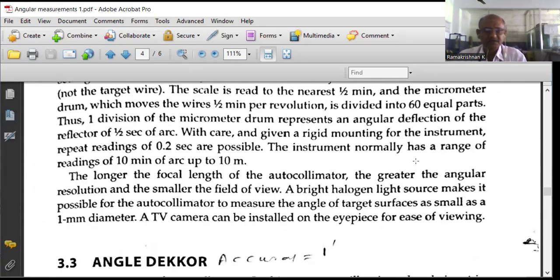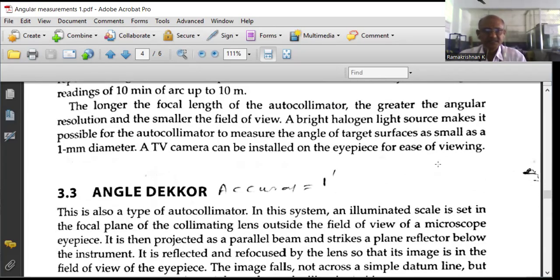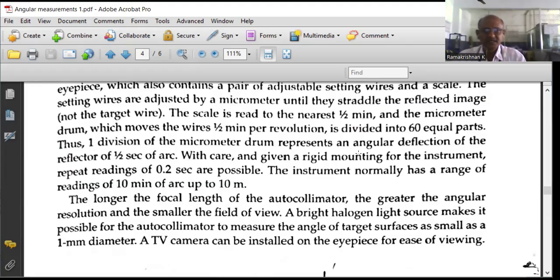The longer the focal length of the autocollimator, the greater the angular resolution, and the smaller the field of view. A TV camera can also be installed on the eyepiece for better vision. Next is the instrument's working range, which is about 10 minutes of arc up to 10 degrees.